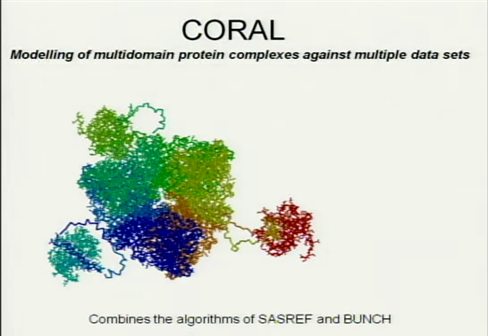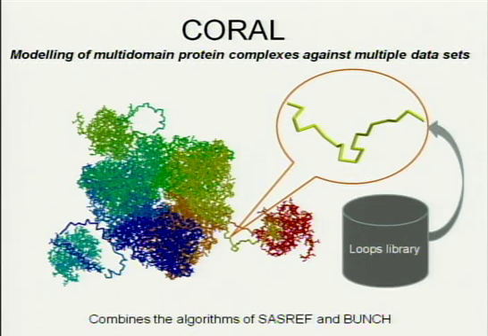Luckily enough, we created another program called Coral that combines the approaches of SASREF and Bunch. And it permits to model multi-domain protein complexes against multiple data sets if the multiple data sets are applicable. Instead of the dummy residues, it uses a library of short loops. It's a fairly big library, and it will add these loops that are generated using the statistics data from the proteins, using these loops instead of these dummy residue chains.